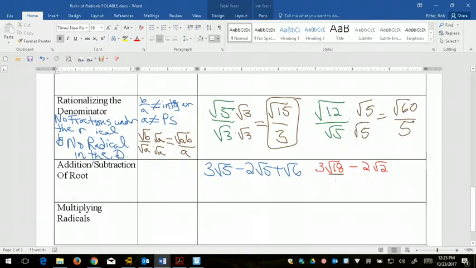Well, I've cleared the denominator of the radical, so I don't have any radicals in the denominator, which is good. But the square root of 60 needs to be broken down. What perfect square will go into 60?